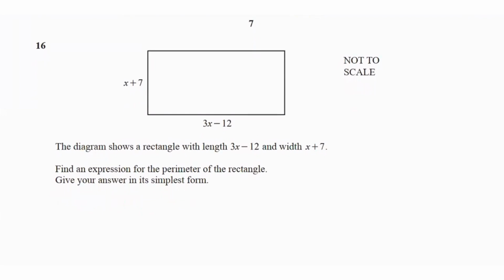Question 16 says that the diagram shows a rectangle with length 3x minus 12 and width x plus 7. Find an expression for the perimeter of the rectangle, giving your answer in its simplest form. So perimeter basically is the boundary of the entire object. So if this is x plus 7, this is also x plus 7. And if this is 3x minus 12, this is going to be 3x minus 12. The perimeter is going to be the sum of all of these lengths. So P equals twice x plus 7 plus twice 3x minus 12.